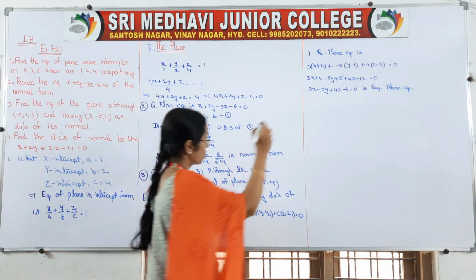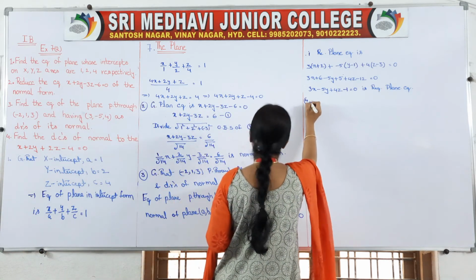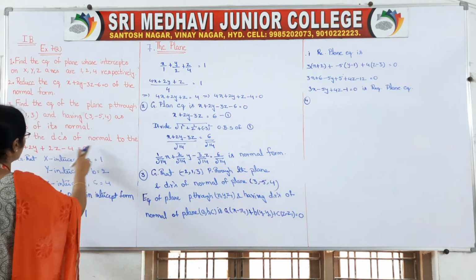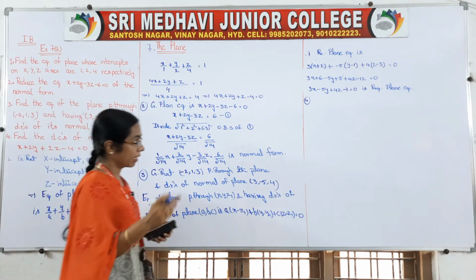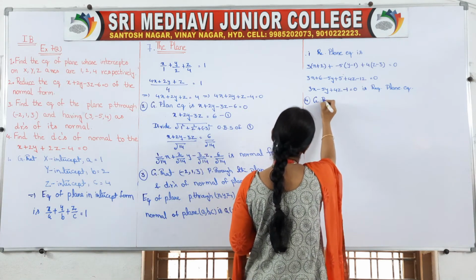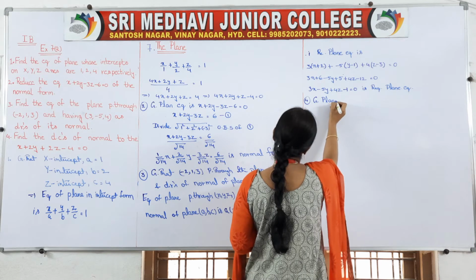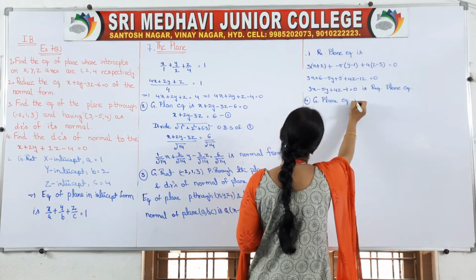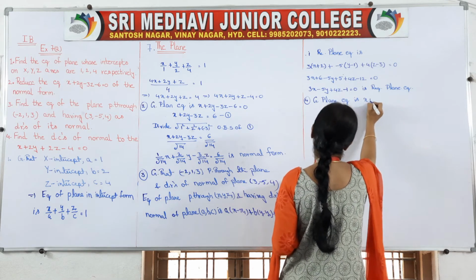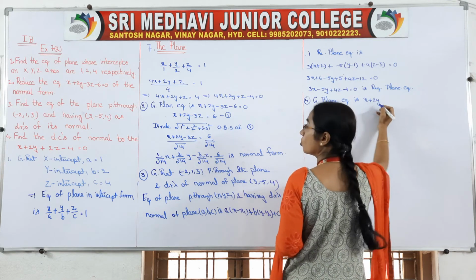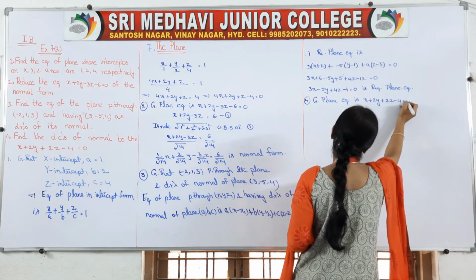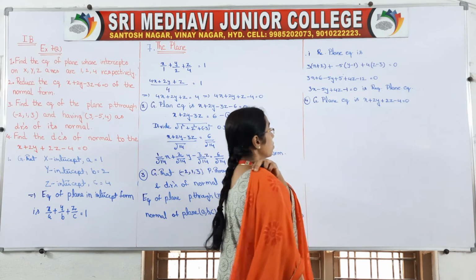Okay. So, next come to the fourth question. What is your fourth question? Find the direction cosines of the normal to this plane. So, first write down the given plane equation. The given plane equation is x plus 2y plus 2z minus 4 is equal to 0.